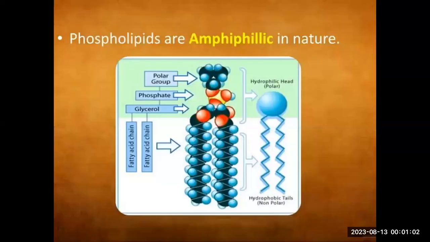Coming to glycerophospholipid, this is the general structure of the glycerophospholipid. You can see right here, this is the polar group, which is the nitrogenous base. This is the phosphate, another part of the polar group. And then the rest of this is the hydrophobic tail of the fatty acids, which is hydrophobic in nature. So it has a hydrophilic head and hydrophobic tail. That's why phospholipids are known as amphiphilic in nature.